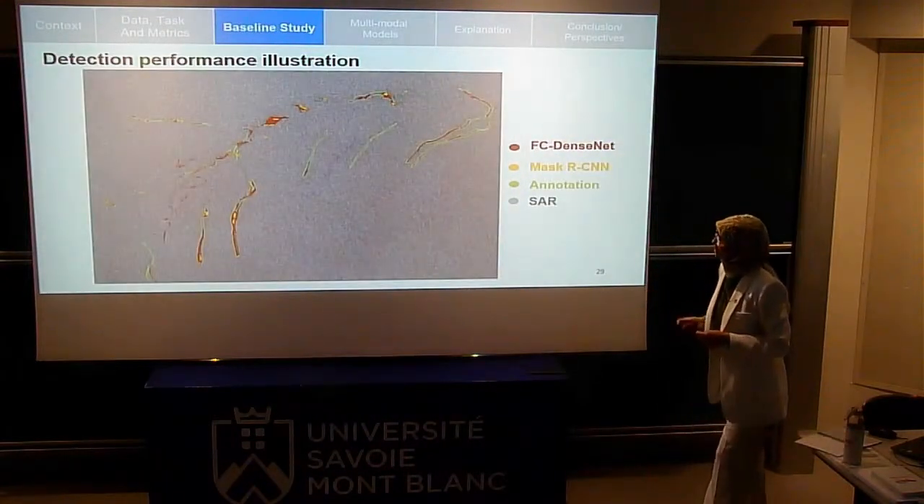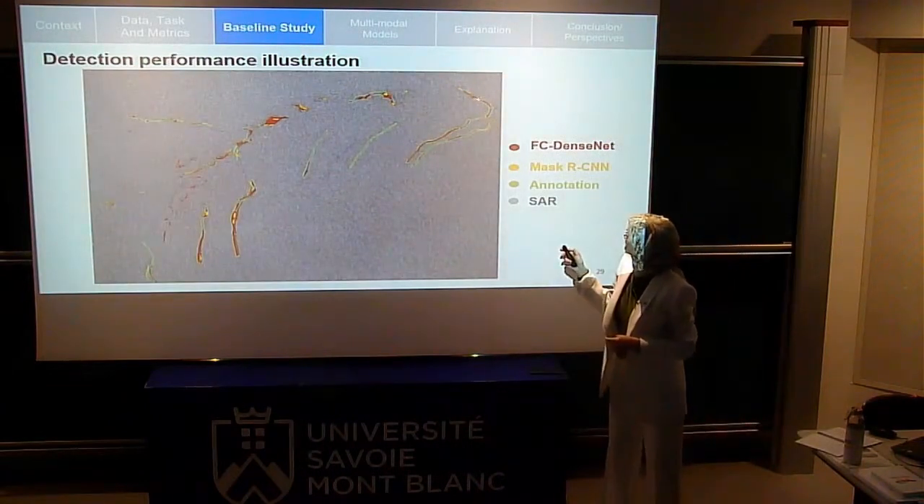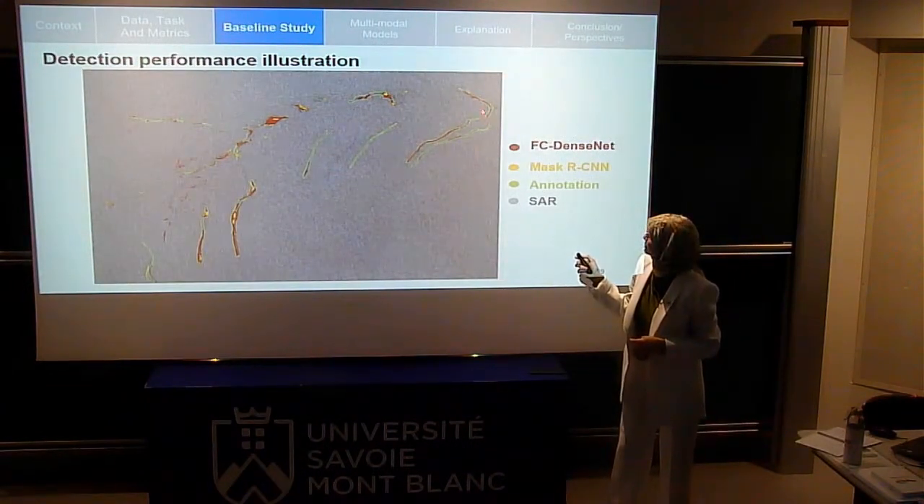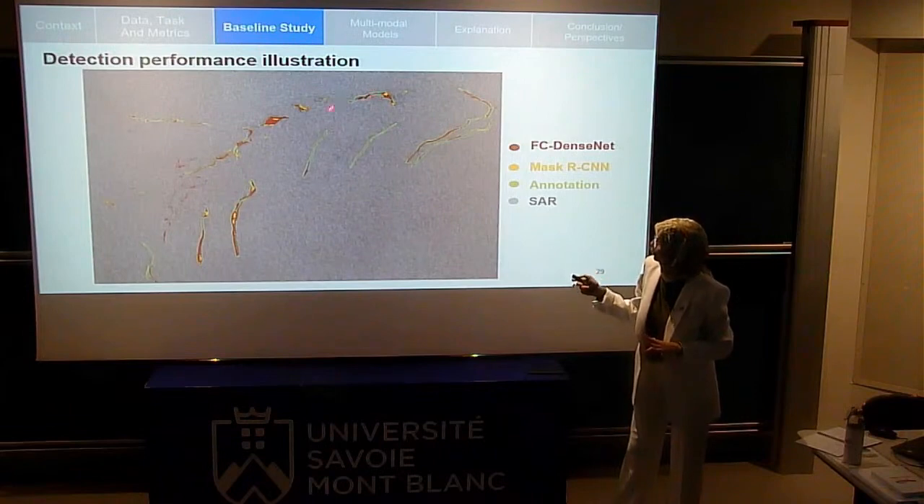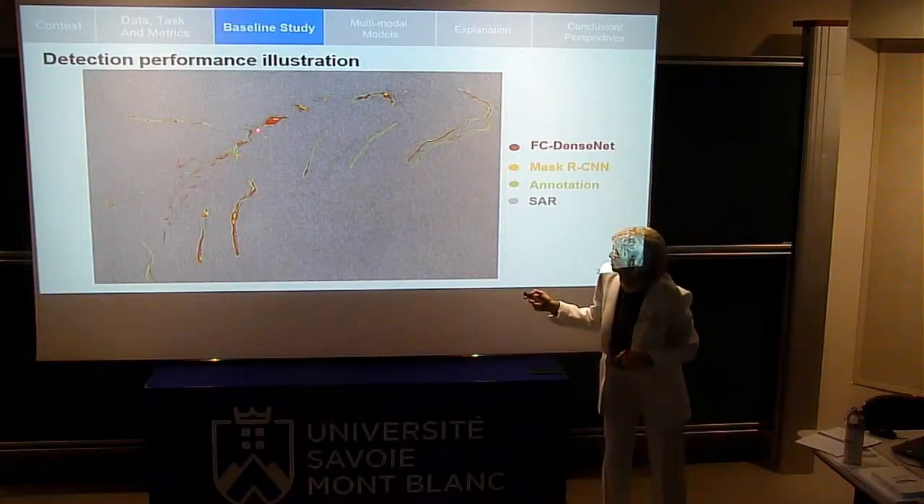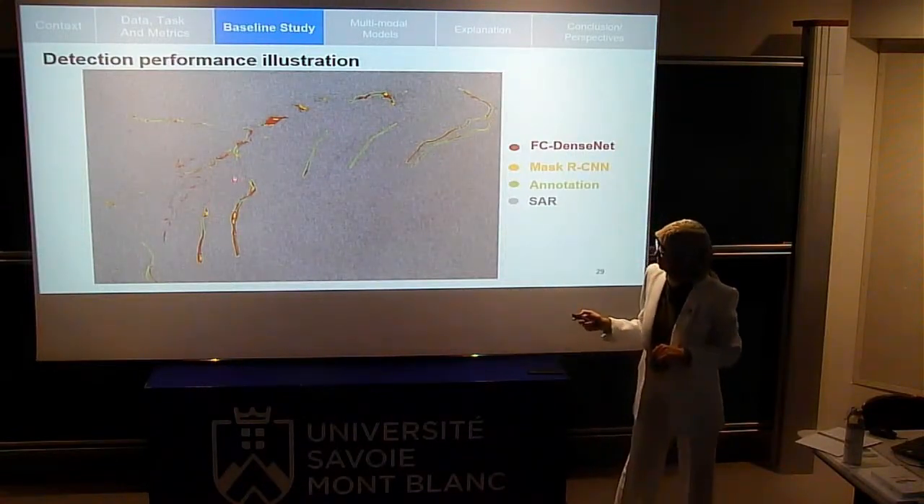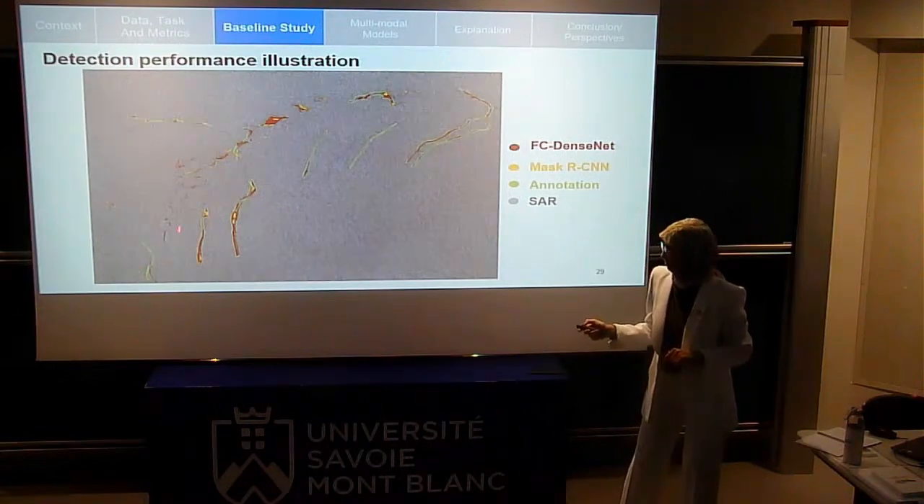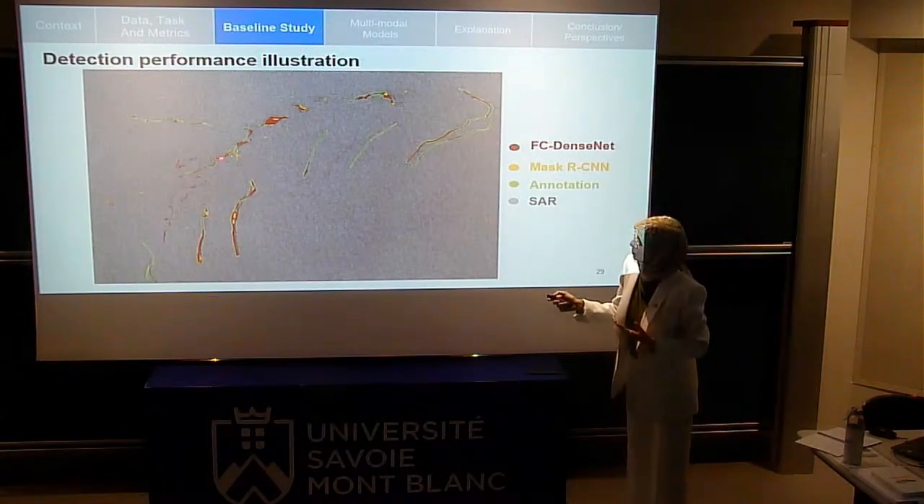If we zoom in, we can see that almost all the annotations are detected partially or fully by both approaches. We can see here, for example, the instance all covered by red, and there are some patches in yellow. We can see also that there is some over-detection. There are some detections that are not supposed to be slicks.